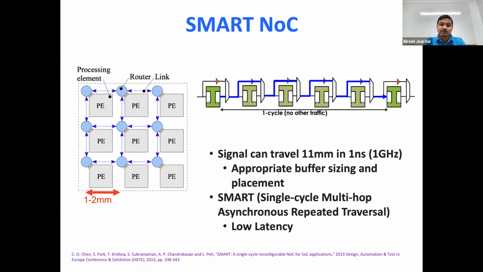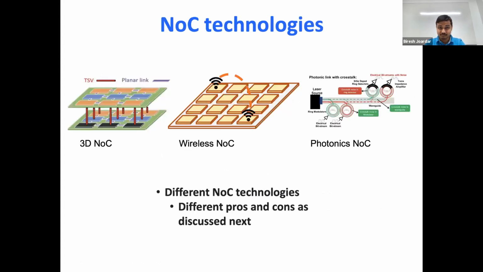A few other examples of NOC includes the smart NOC. So in a smart NOC, the idea is that I could add muxes to bypass some of the routers so that I get a virtually long range link. So the idea was very interesting. So this is one way you could also design your NOC.